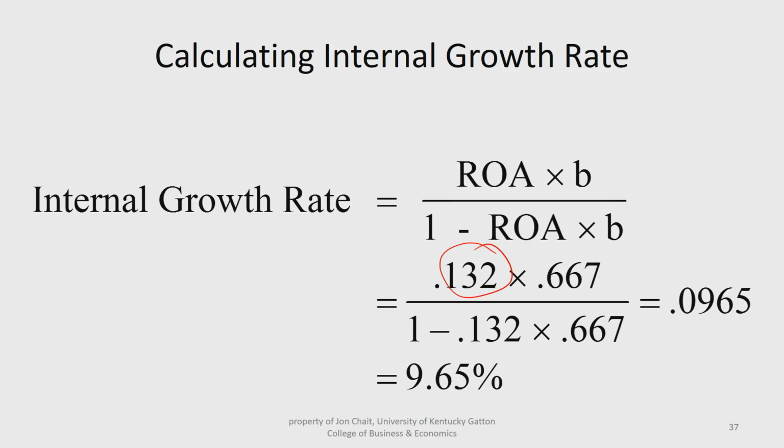And then we have it here, 0.132 times the retention rate, 0.667, divided by 1 minus ROA times the retention rate. And we get the internal growth rate is 9.65%. So what that is telling us is that the company can grow 9.65% without going to any outside capital. If it were to grow faster, then it would have to go to outside capital.